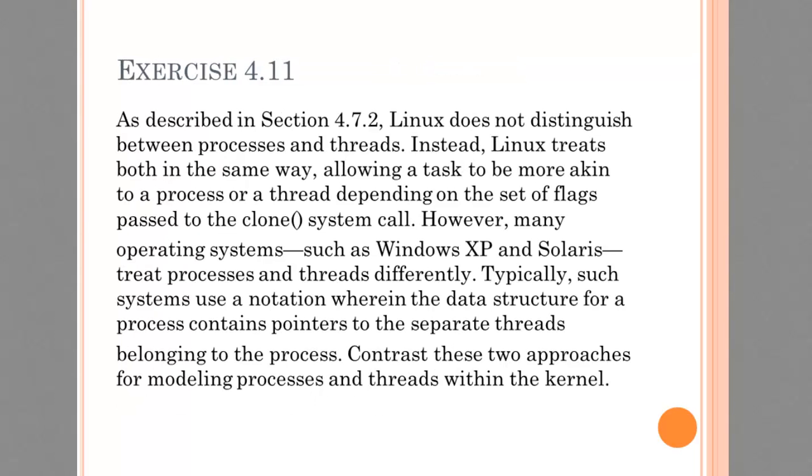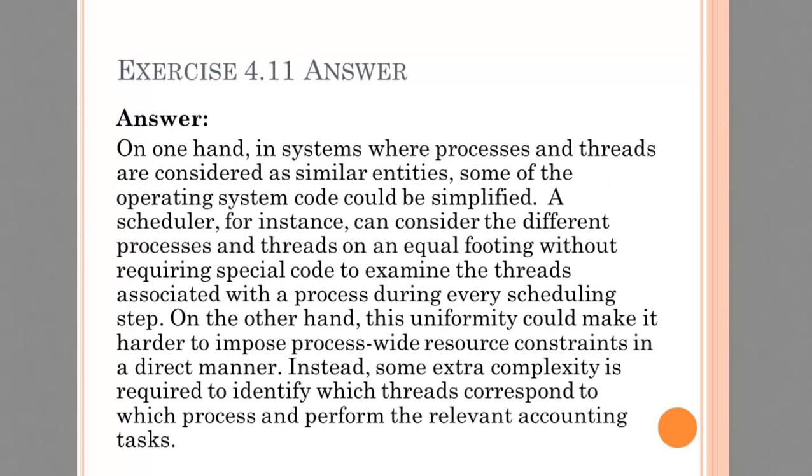Okay, good enough. Okay, now exercise 4.11. This was another one comparing modeling processes and threads within the kernel. What were the options? Well, on one hand, in systems where processes and threads are considered as similar entities, some of the operating system code could be simplified. Remember, there was a difference. Are they completely separate processes or not? In some operating systems, when another thread is created, it is actually another process. In others it is considered a thread within the same memory space of the parent process.